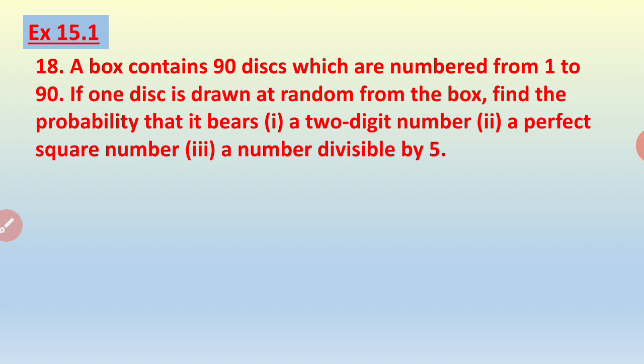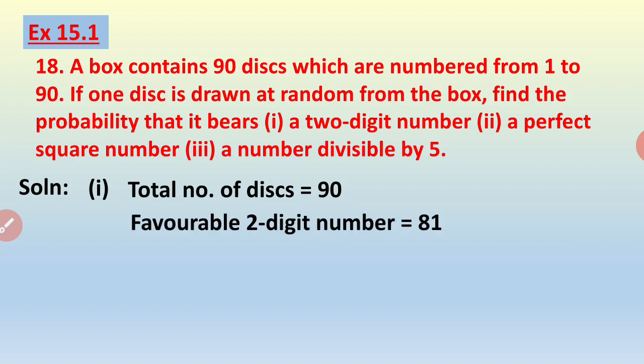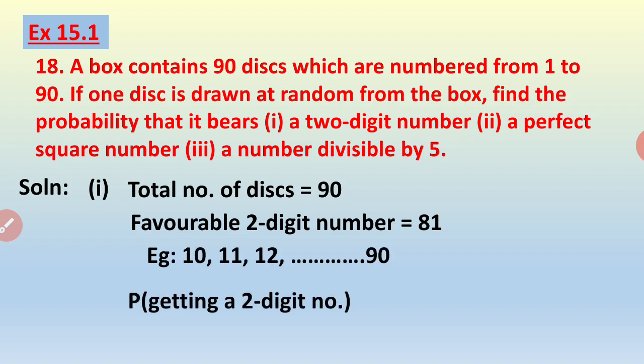So the 2-digit numbers start from 10 and they are up to 90. So out of the total number of 90 discs, the favorable 2-digit numbers will be 81. From 10 to 90, they are 81 in number. So the probability of getting a 2-digit number will be 81 upon total, that is 90. This can be reduced further to 9 upon 10.